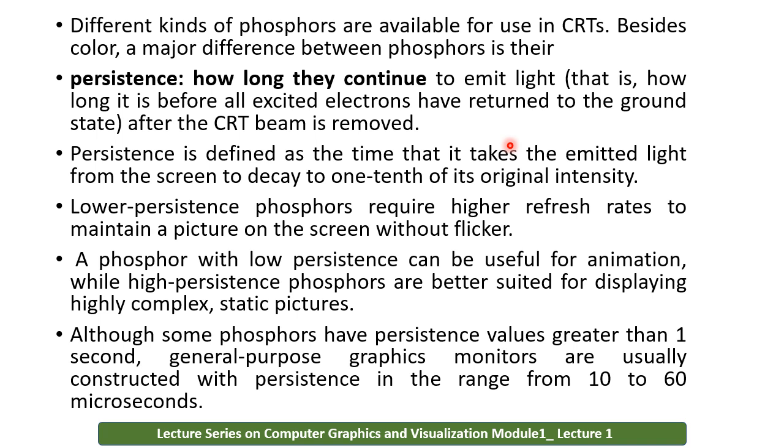Lower persistence phosphors require higher refresh rates to maintain a picture on the screen without flicker. A phosphor with low persistence can be useful for animation, while high persistence phosphors are better suited for displaying highly complex and static pictures. Although some phosphors have persistence values greater than 1 second, general purpose graphics monitors are usually constructed with persistence ranging from 10 to 60 microseconds.